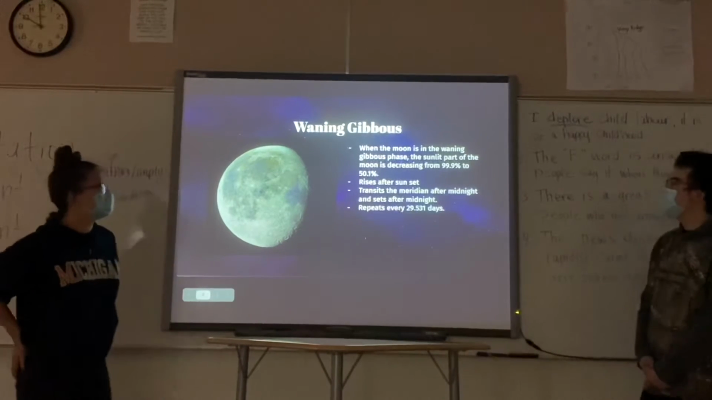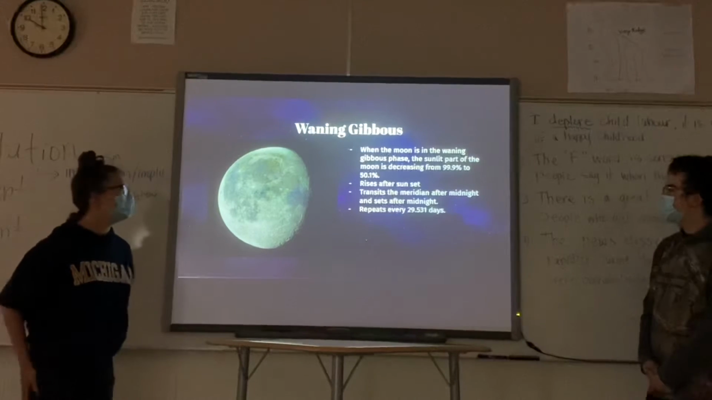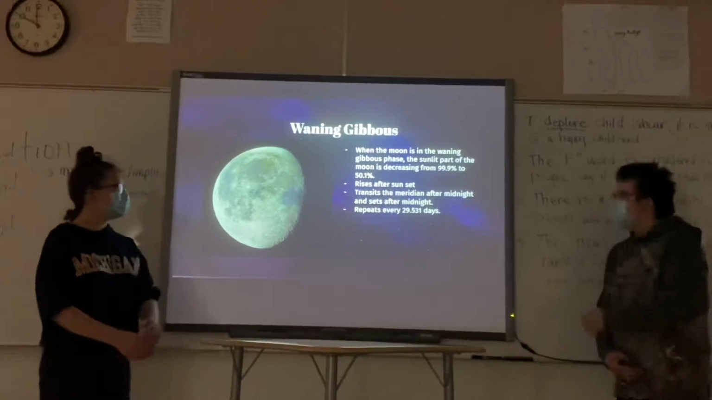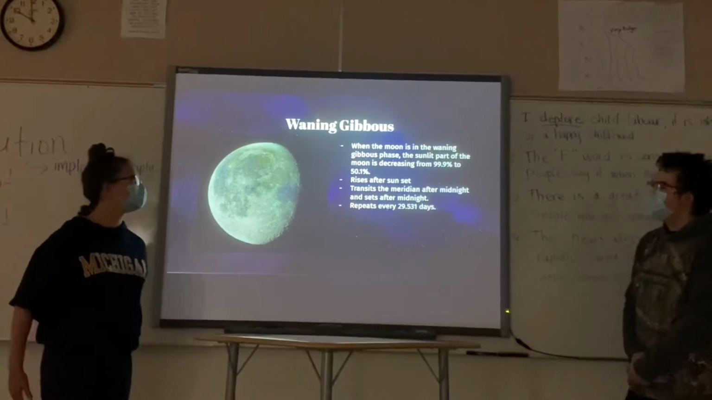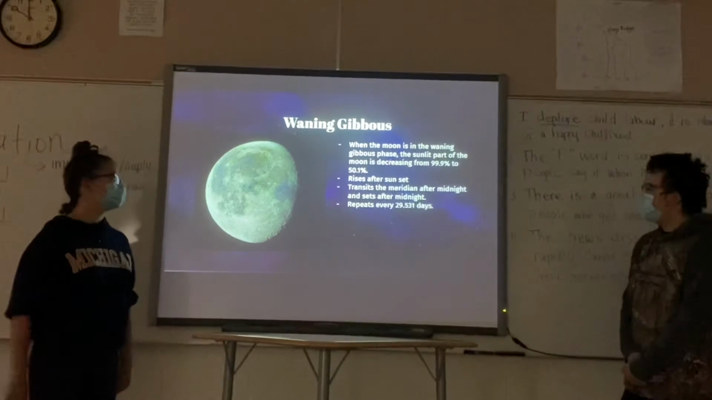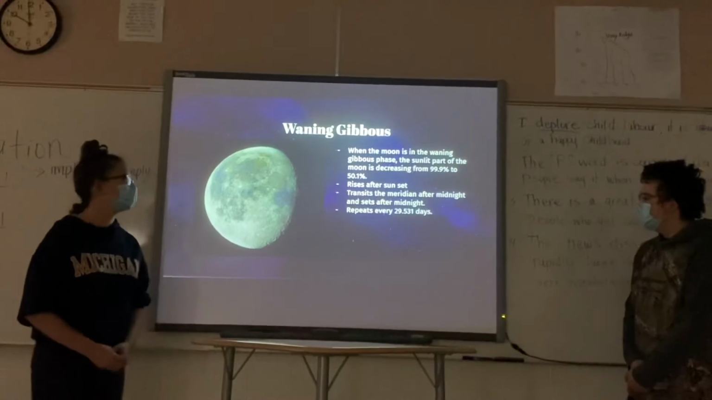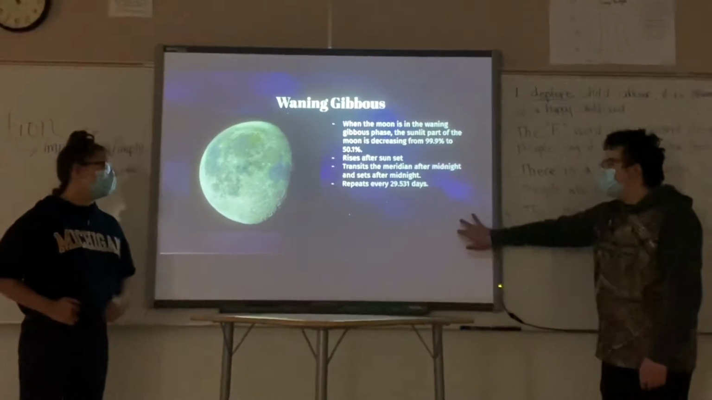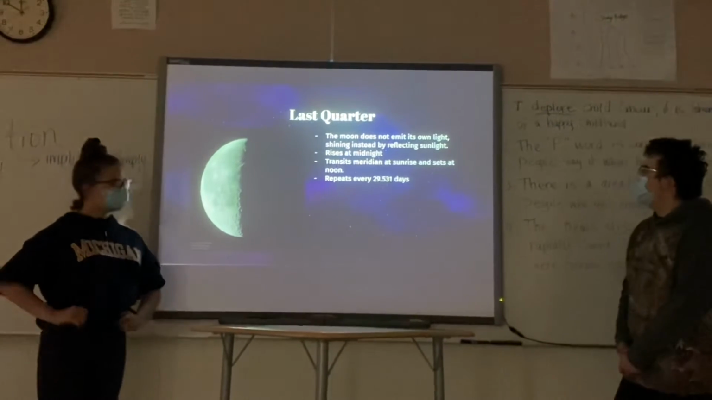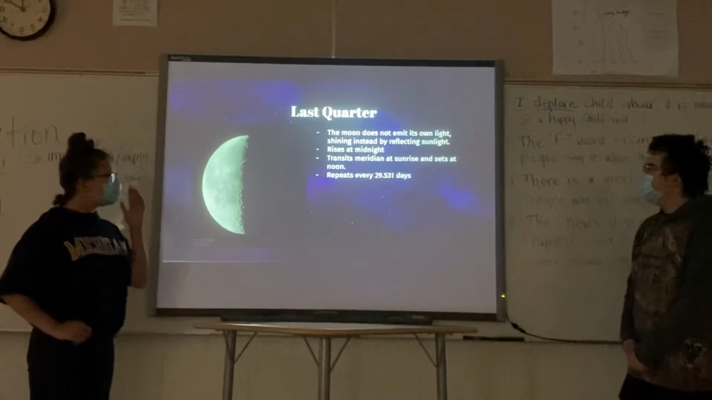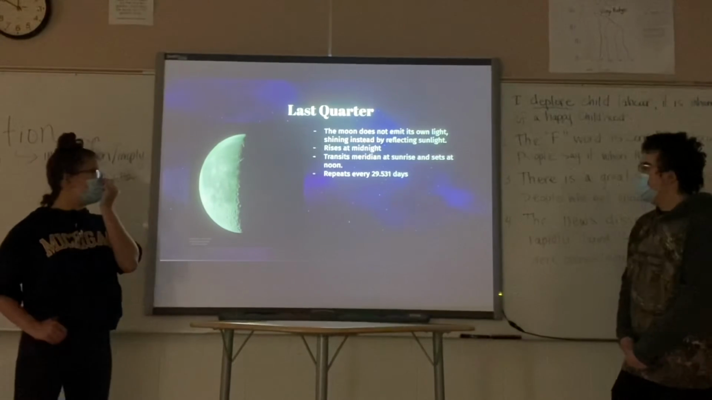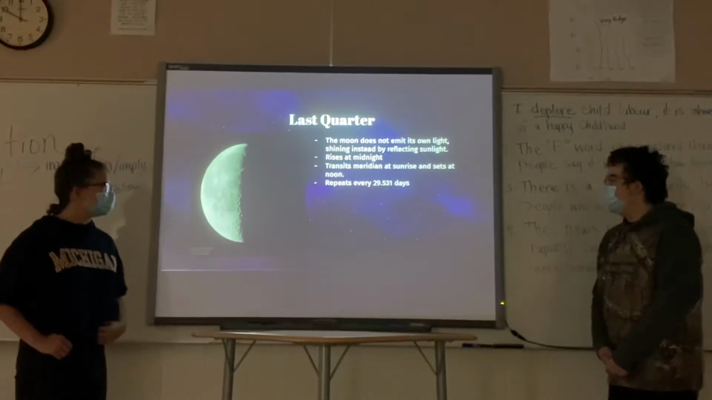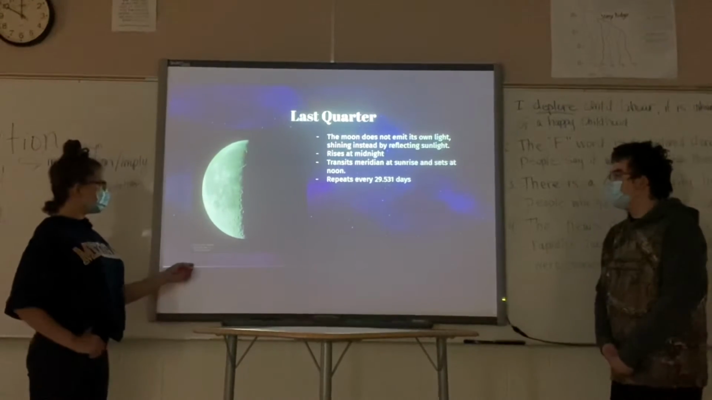When the moon is in the waning gibbous phase, the sunlit part of the moon is decreasing from 99.9% to 50.1%, and it rises after sunset, transits the meridian after midnight, and sets after midnight. Repeats every 29.531 days. Last quarter. The moon does not emit its own light, shining instead by reflecting sunlight. Rises at midnight, transits meridian at sunrise, and sets at noon. It repeats every 29.531 days.